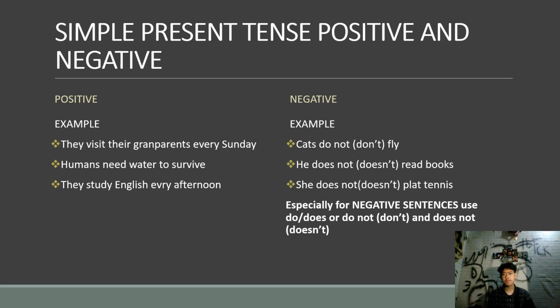Simple present tense positive and negative. Positive example, they visit their grandparents every Sunday. Negative example, cats don't fly. Especially for negative sentences, use do, does, or do not, don't, and does not, doesn't.